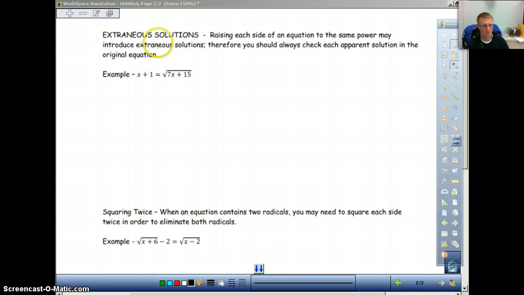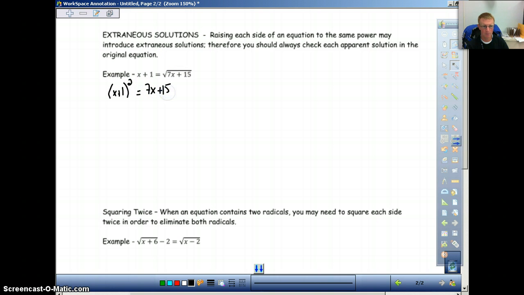What we're going to get here is we need to get rid of this radical, and it is by itself. So we are going to square both sides. So this will be x plus 1 squared, and then the squaring of this side will get rid of that square root. So it'll be equal to 7x plus 15.